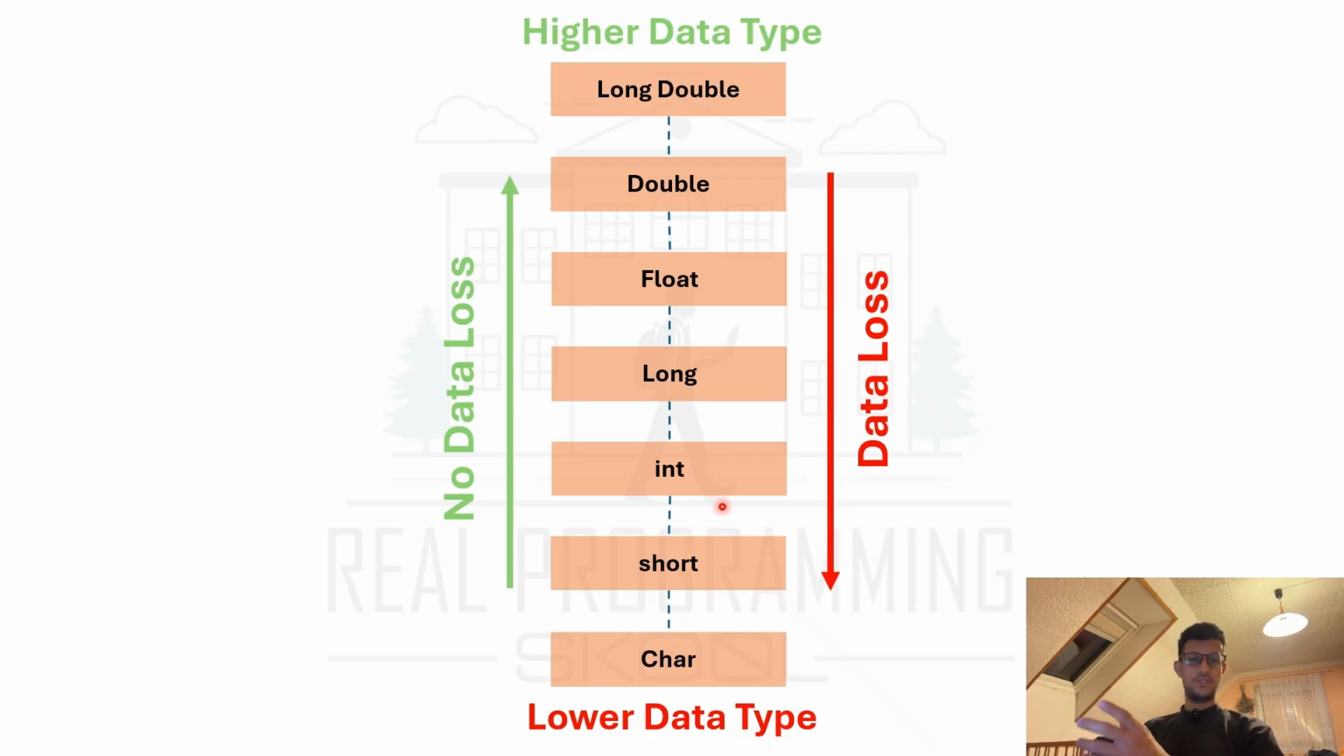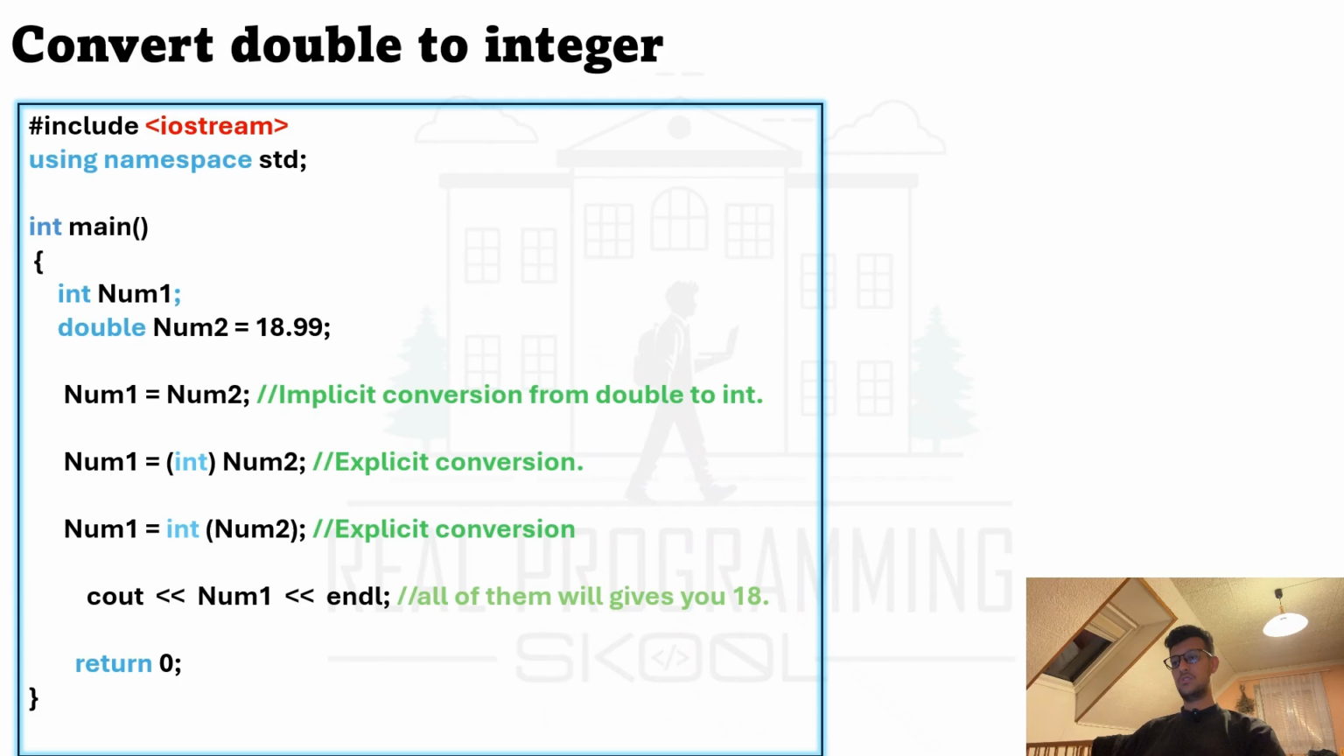So that is what you will lose when you do conversion between data types. If you convert from a big data type to a small data type, you will lose data. If you convert from a small data type to a big data type, there is no data loss. All right, now we have this small program: hashtag include iostream, using namespace std, integer main function.